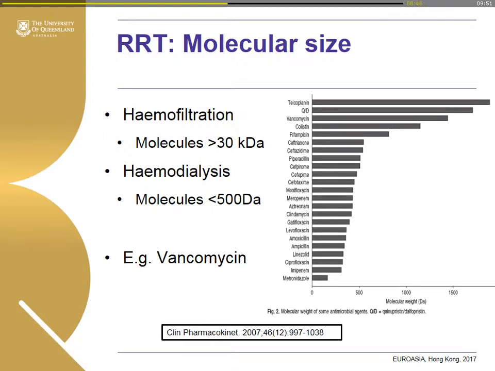So if we look at the molecular size of some of the common antibiotics, with teicoplanin being up the top there, being quite a large molecule with a molecular weight close to 2,000 Daltons, compared with some of the beta-lactams and aminoglycosides, which are closer to 500 Daltons, then you can see that in the presence of hemodialysis, it's going to clear the smaller molecules, whereas hemofiltration is much more likely to clear the larger and the smaller molecules. I've got vancomycin as an example there because it's a commonly used drug, has quite a large molecular weight, and you'll know that traditionally with intermittent hemodialysis modalities you get very poor clearance of vancomycin because of its molecular size, although this is changing a little bit with some of the high flux membranes that exist.